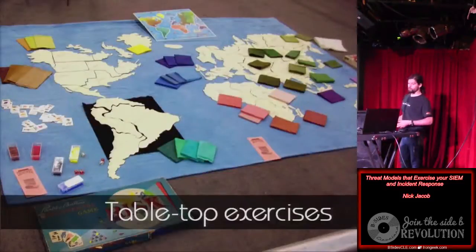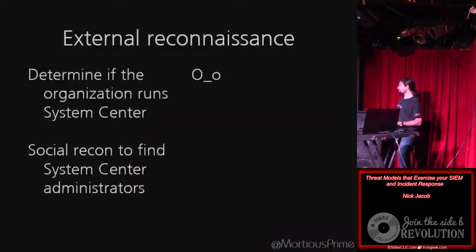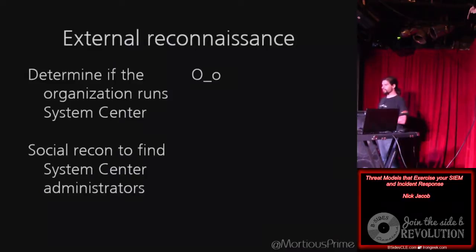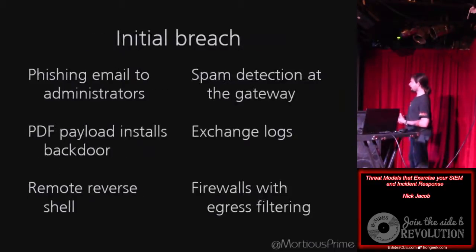And from there, we build that tabletop exercise that I was talking about. So, external reconnaissance. We determine if the organization runs System Center. Well, we don't really have a control that can prevent against this, but some basic OSINT will tell you whether or not they do, and you can't really stop people from updating their resume. I'd be kind of threatened if my boss came to me and said, stop putting things on LinkedIn. Stop bragging about what you learned. No, that's not happening. So how would we prevent against these?